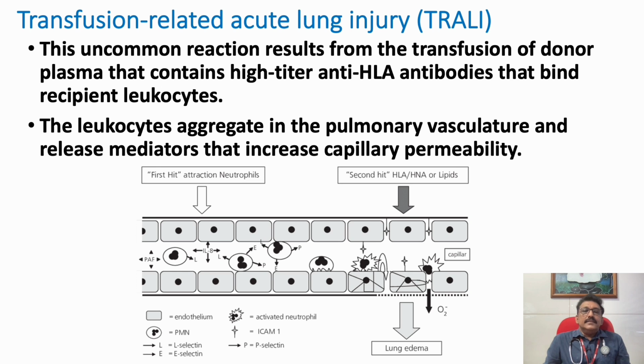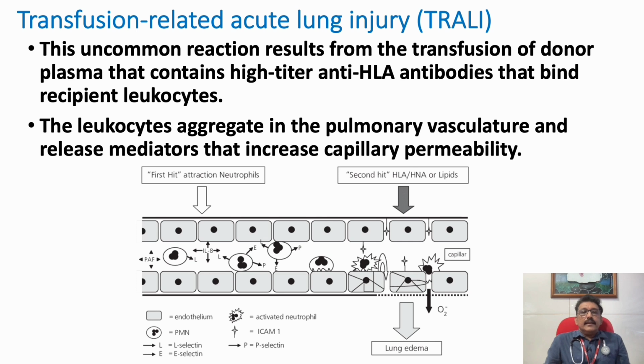So TRALI is an uncommon reaction that results from transfusion of donor plasma that contains a high titer of anti-HLA antibodies that bind to the recipient's leukocytes. The main problem is when we are giving plasma products. It is not very commonly seen in blood transfusion, that means packed RBC transfusion. Whereas in plasma transfusion, the incidence of TRALI is very high.